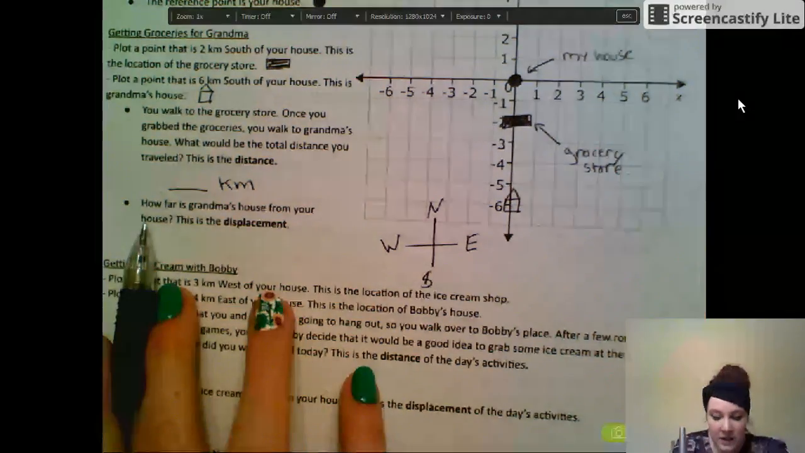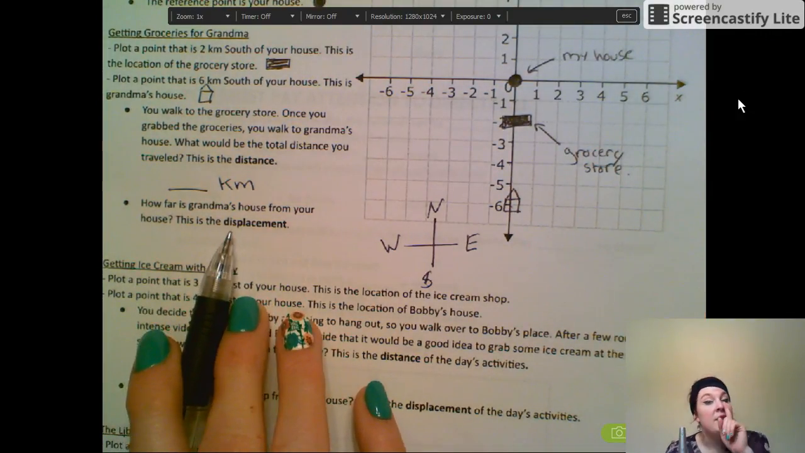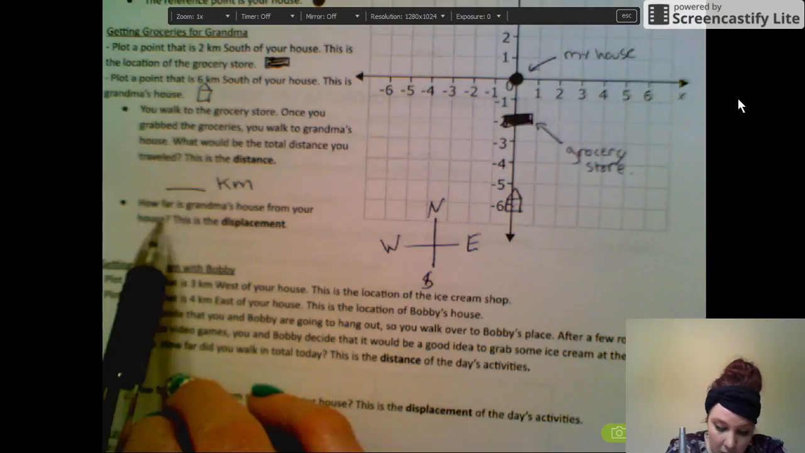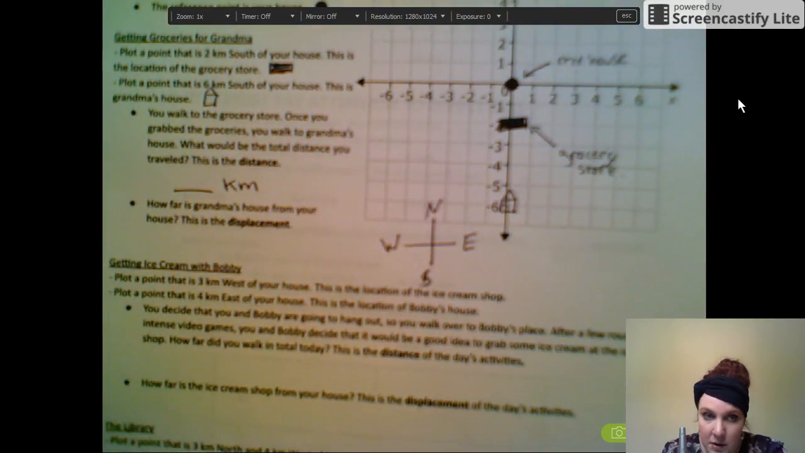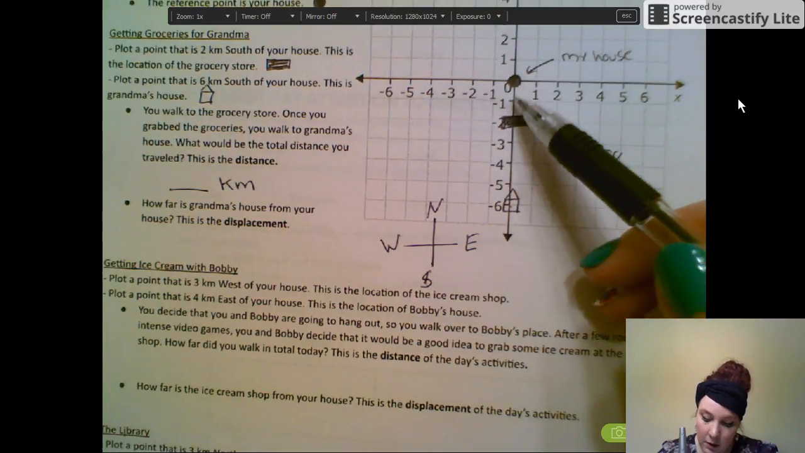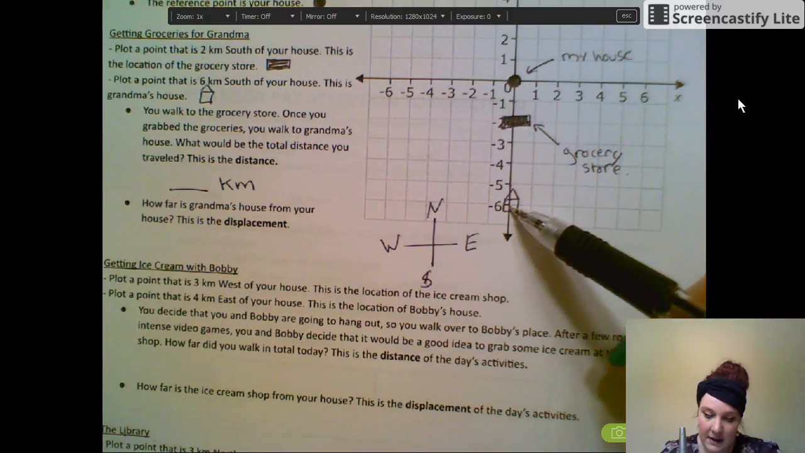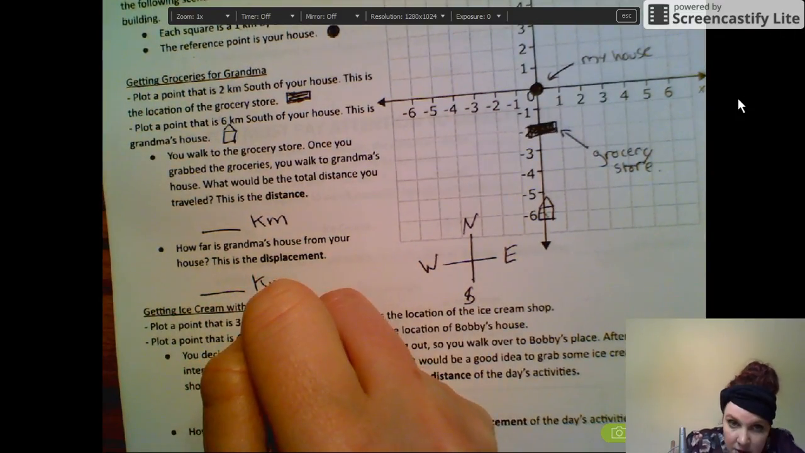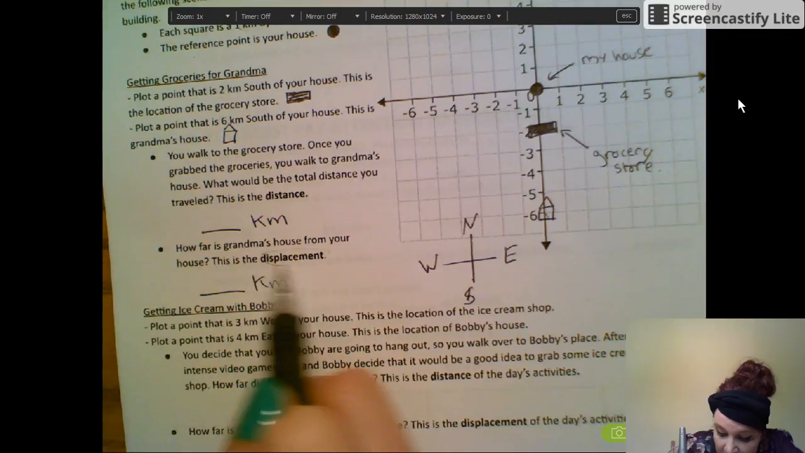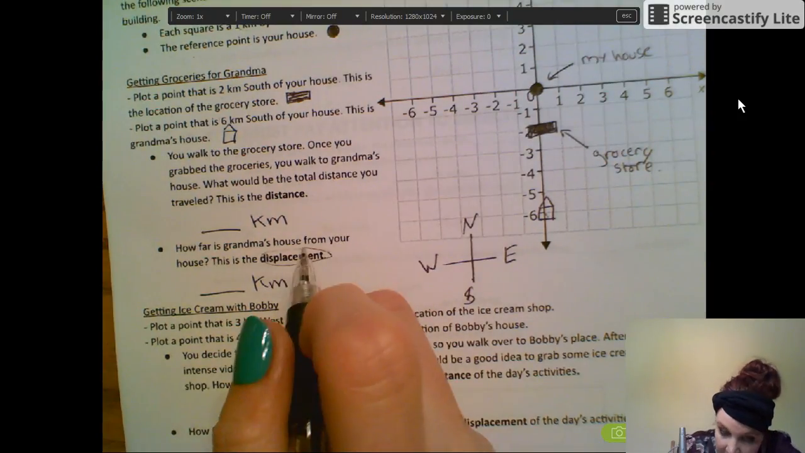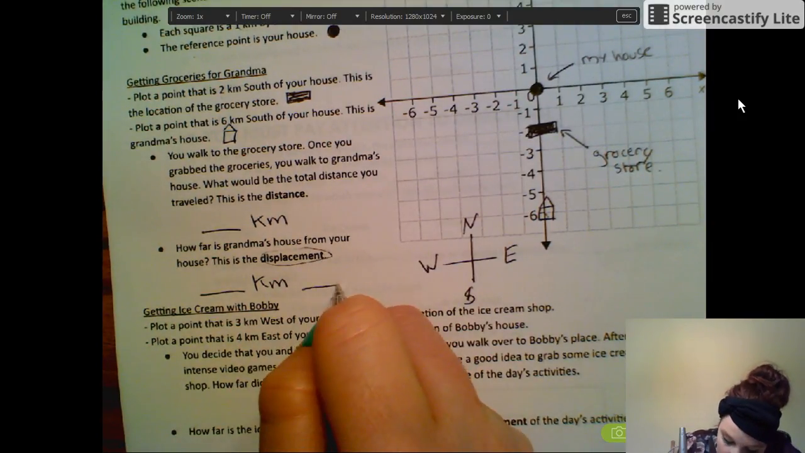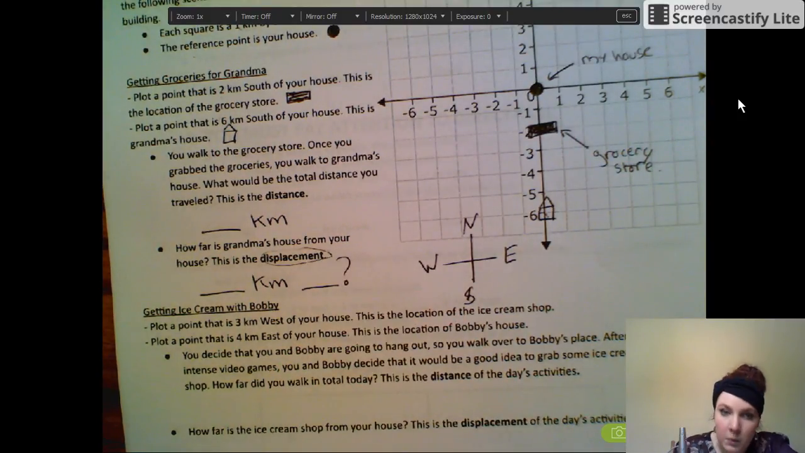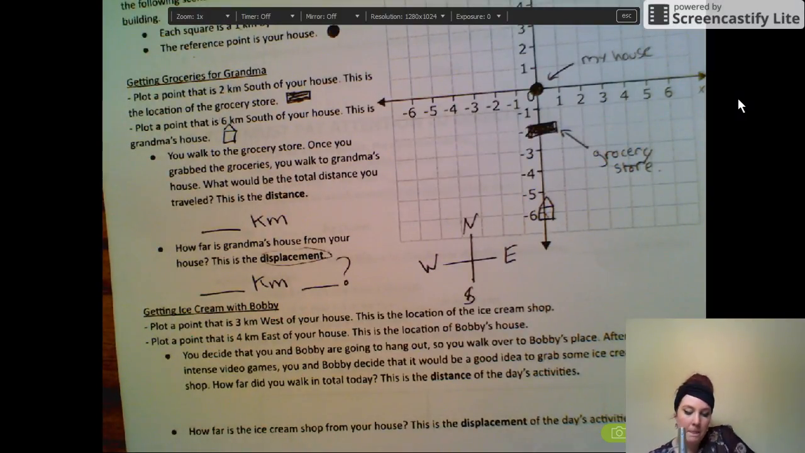The next question is talking about displacement. You might not see a lot of difference in this, and you'll see a difference later. But how far is Grandma's house from your house? So you go here, go ahead and see how far away that is, and you're going to write that in the blank kilometers. But remember, the distance and displacement are different because displacement also tells us the direction. So tell me, what direction were we heading when we went to Grandma's house?